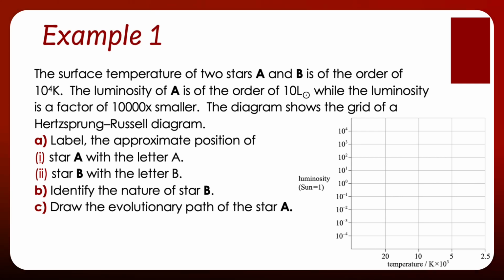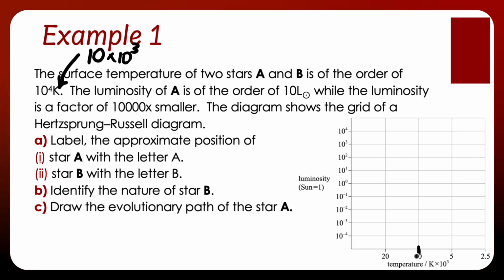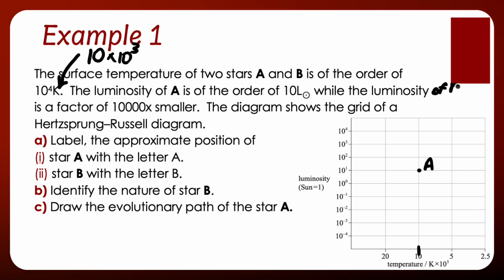So let's go through an example. I have the surface temperature of 2 stars given to me. It's of the order 10 to the power 4 Kelvin. Notice the number right here says K times 10 to the power 3. So if I want this number, that will be 10 times 10 to the power 3. So that will be right on here. It tells me that the luminosity of A is in the order of 10 times the luminosity of the sun. That will be here. This should say, well, the luminosity of B is a factor of 10,000 smaller.